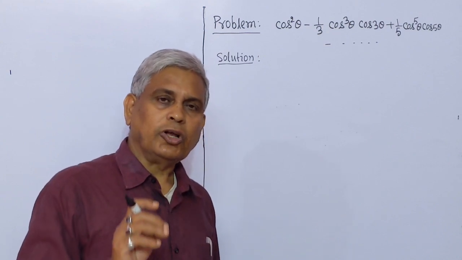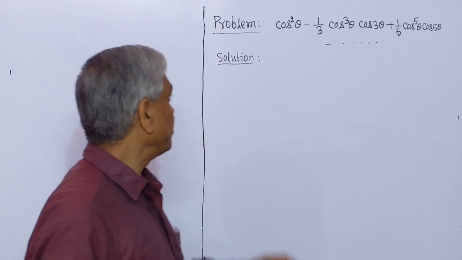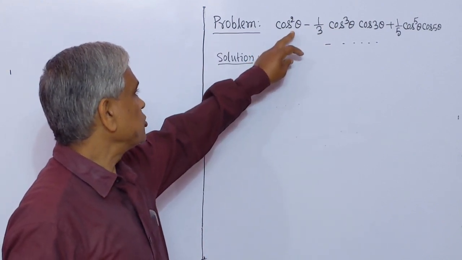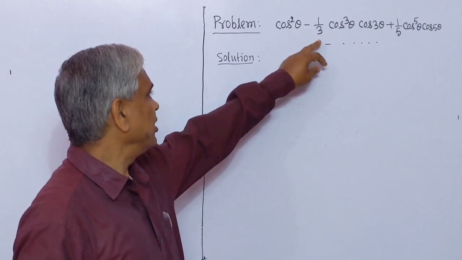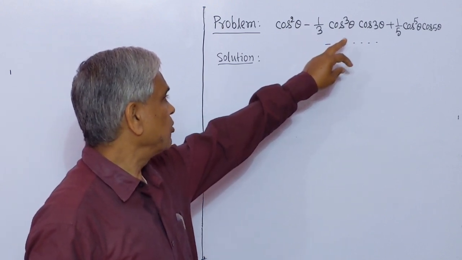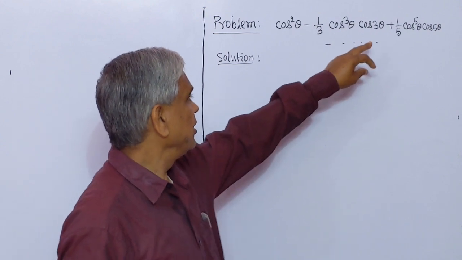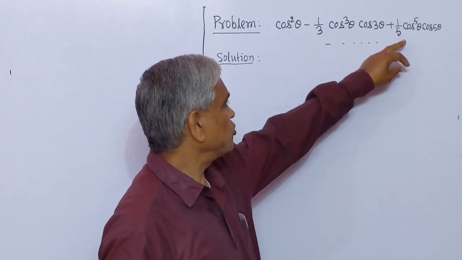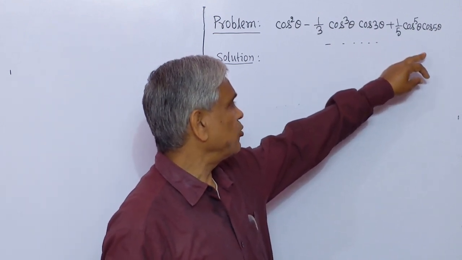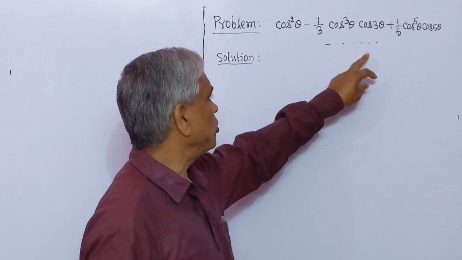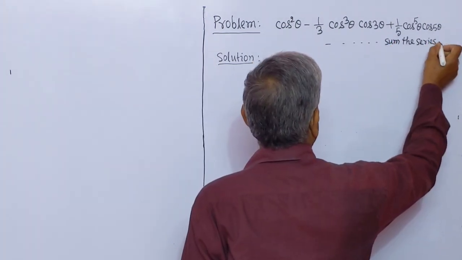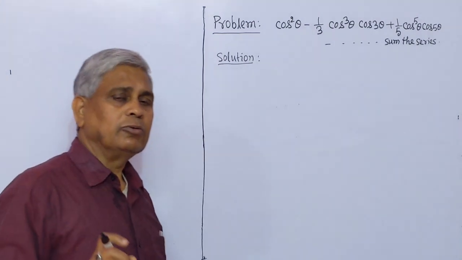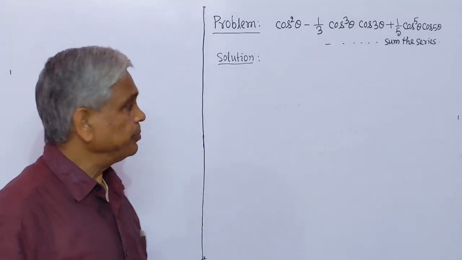Now we solve the next problem. The next problem is: cos square theta minus 1 by 3 cos cube theta cos 3 theta plus 1 by 5 cos to the power 5 theta multiplied by cos 5 theta minus dot dot dot. Sum the series. Now we solve this problem.